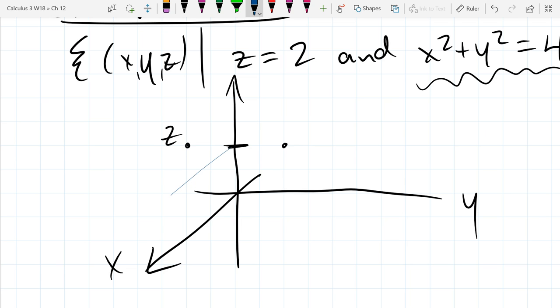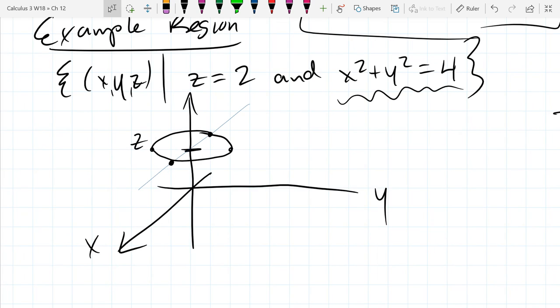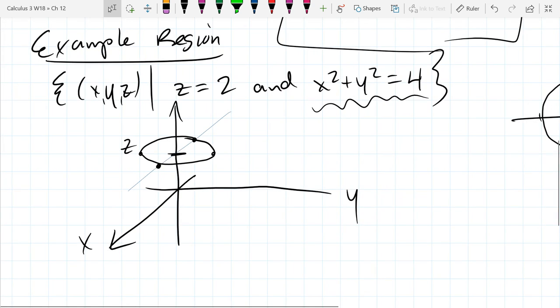So along this copy of the x-axis, I should be going 2 in both directions. Say something like that and like that. You'd have to put markings to make this look nice. And do your best to draw an oval in here. So there's our region. In this case, it's a one-dimensional object. It's just a circle.